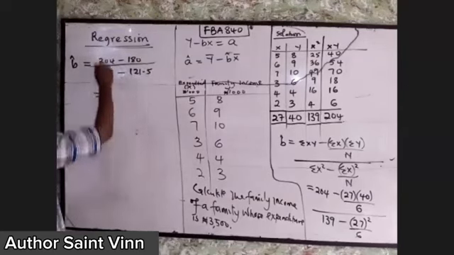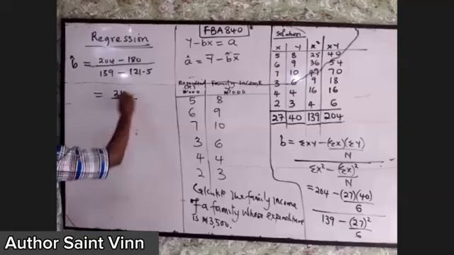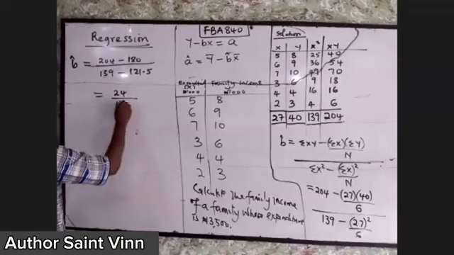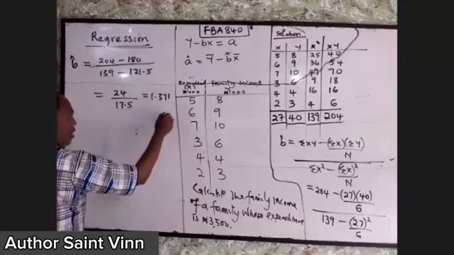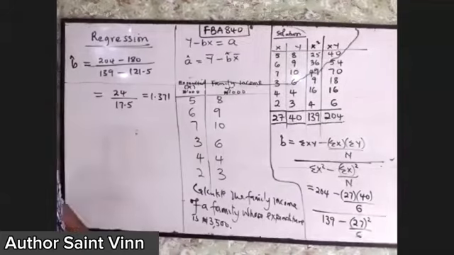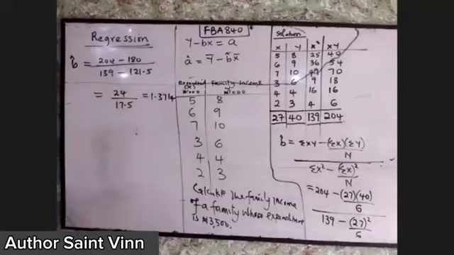So numerator, what do you have? 24. Over 17.5. We have 1.3714. Okay, 1.4. So let's just leave it. Now we have gotten the slope.